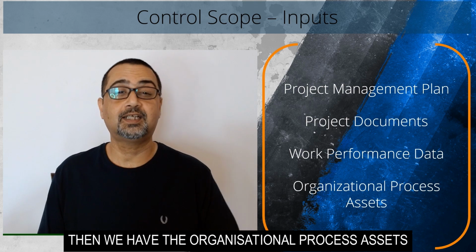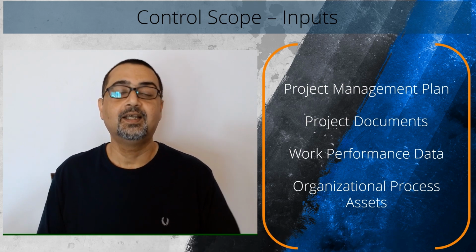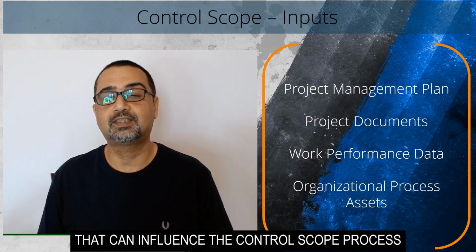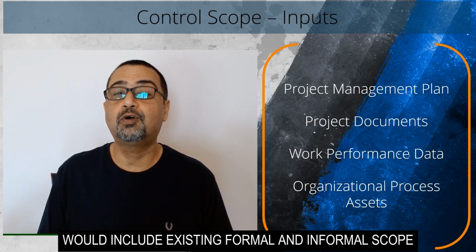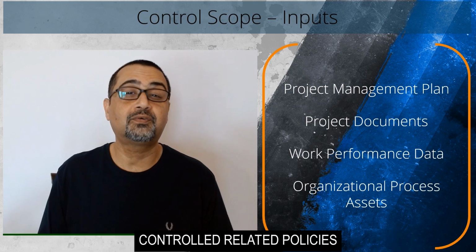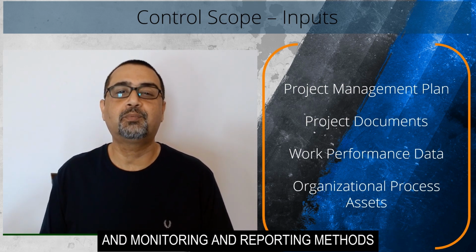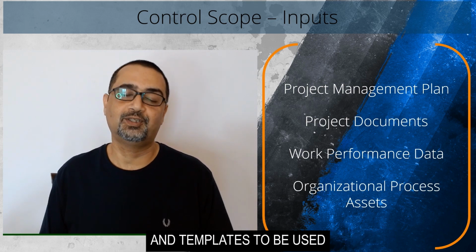Then we have the organizational process assets. The organizational process assets that can influence the Control Scope process would include existing formal and informal scope control related policies, procedures, guidelines, and monitoring and reporting methods and templates to be used.